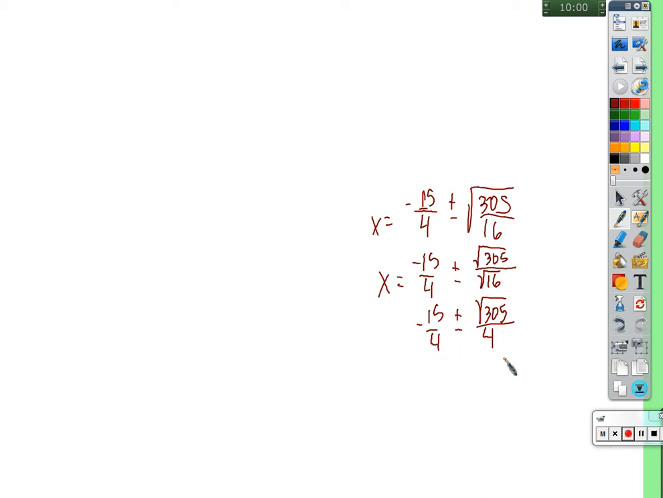Got a fraction here, got a fraction here. They both have a common denominator, so we can put them together. This is really two fractions, the positive and the negative, but really what we would do is just add and subtract the numerators, and the denominator would be 4. So we can write it like this: -15 plus or minus the square root of 305. The numerator is going to be -15 plus the square root and -15 minus the square root, and both of those are going to be over 4.